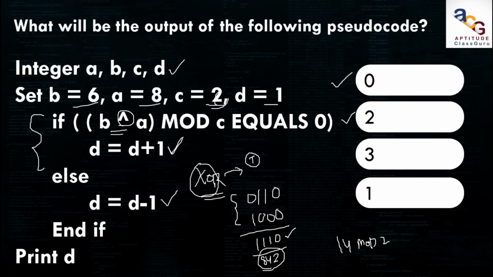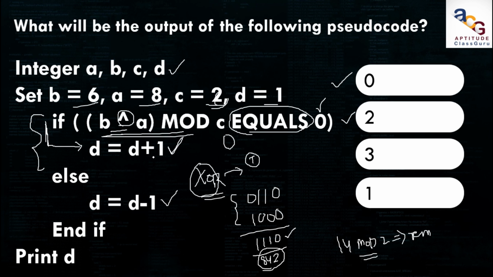What is meant by mod? Mod is nothing but which results the remainder, right? So 14 is divided by 2. The remainder will be 0. Such that here the left hand side of the comparison operator is 0 as well as the right hand side of the comparison operator is also 0. So both are equal. So if the condition is satisfied, the control will enter into the if condition statements.